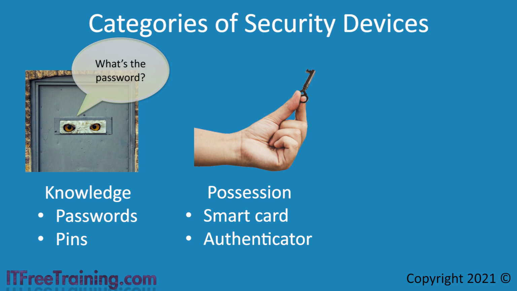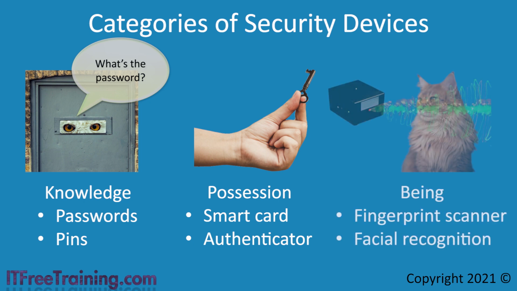If you need to be holding something in order to gain access, it is part of this category. The last category is being. This is something physical about the person attempting access. For example, a fingerprint scanner or facial recognition. Essentially, the device tests for something physical about the person. If the device does not detect the required physical characteristics, then the person is denied access.